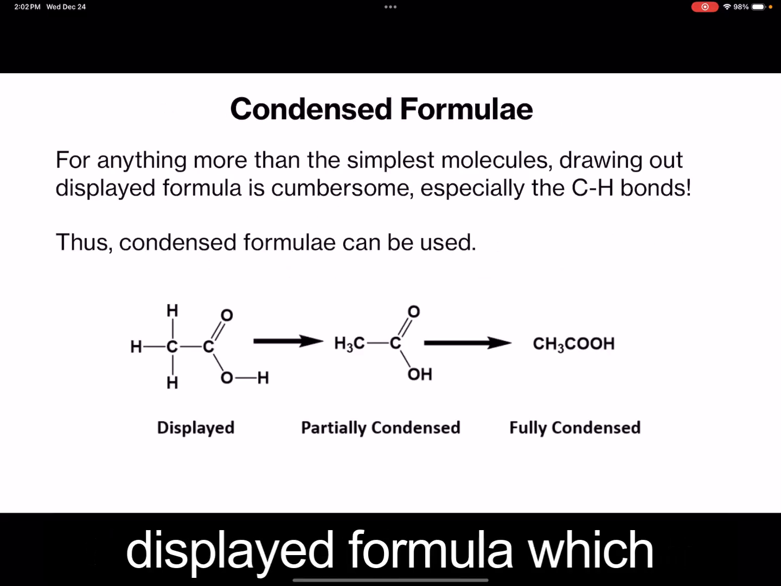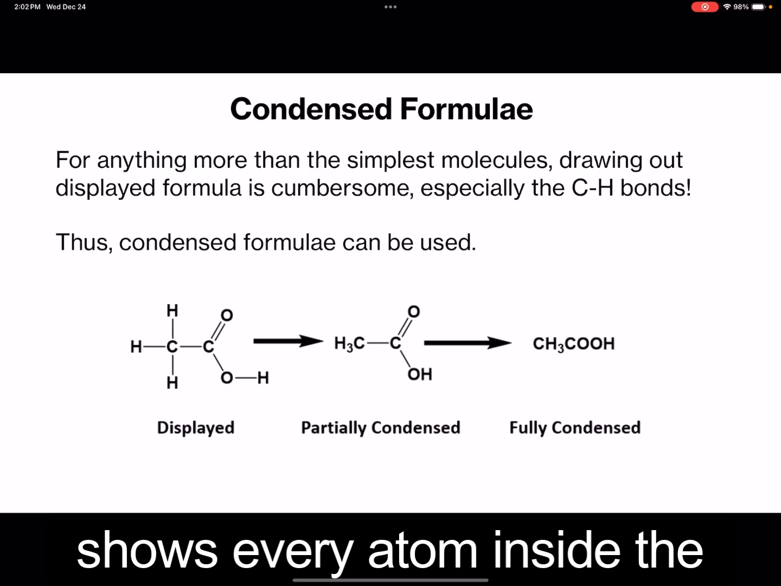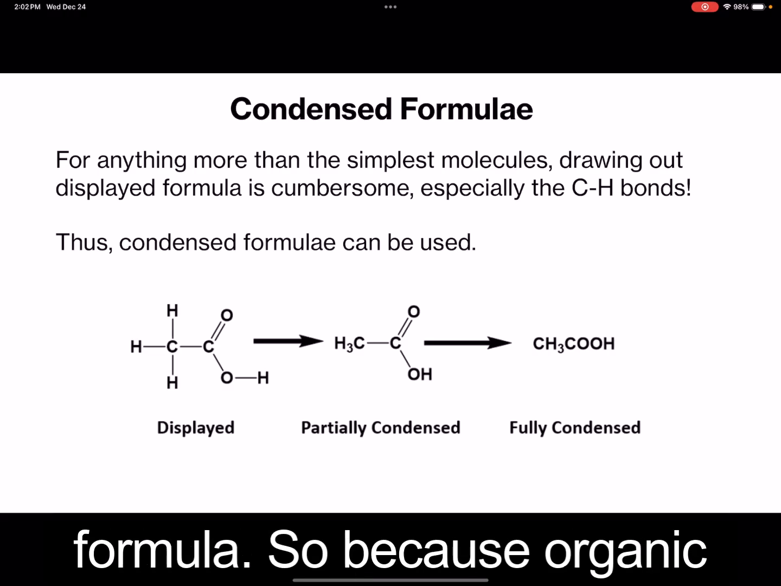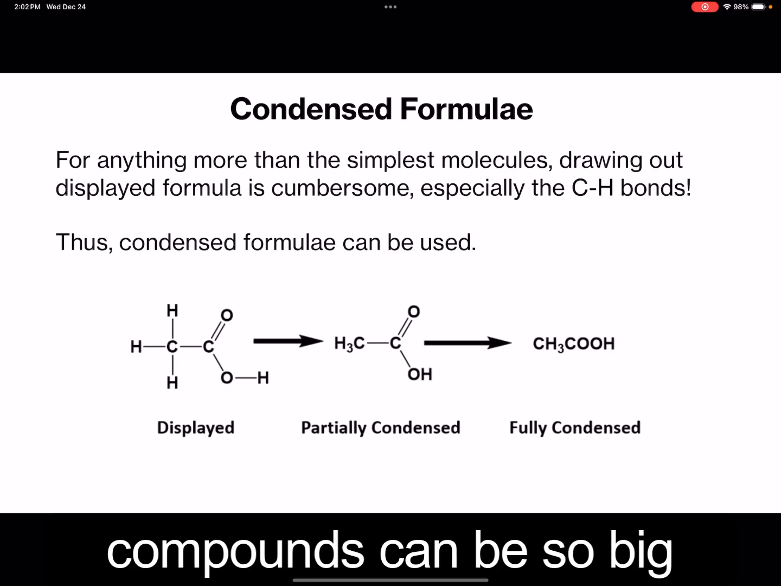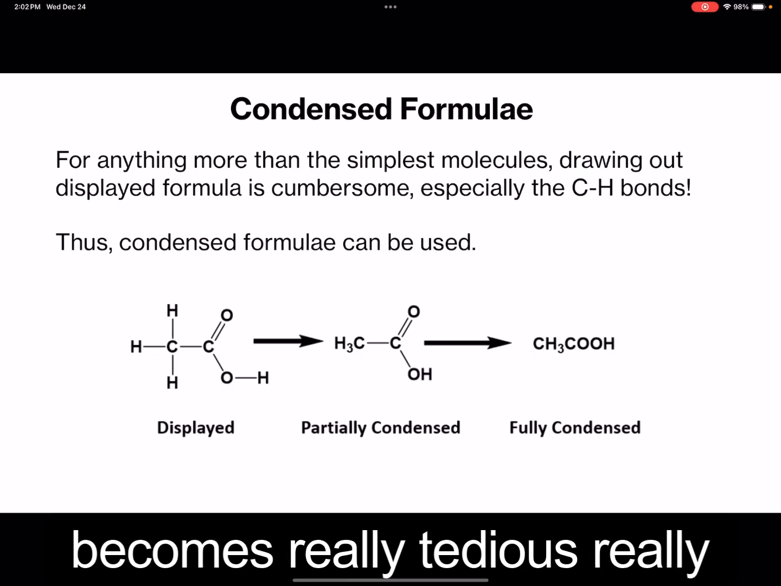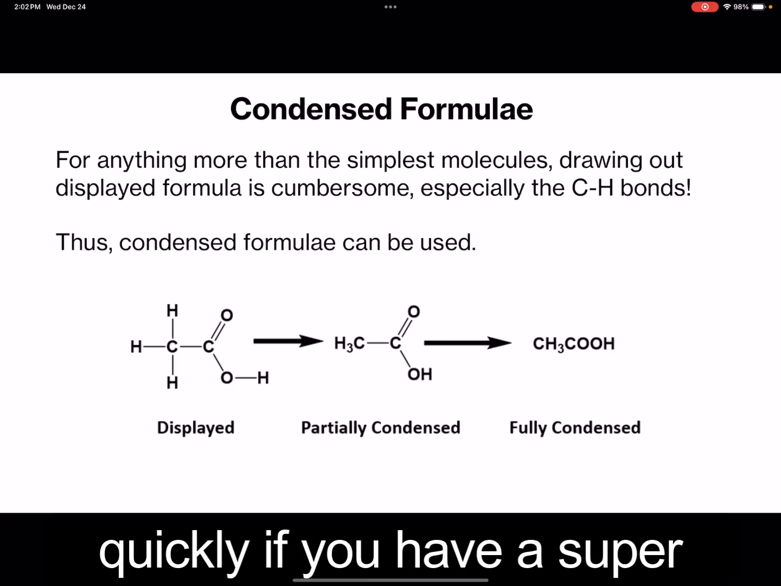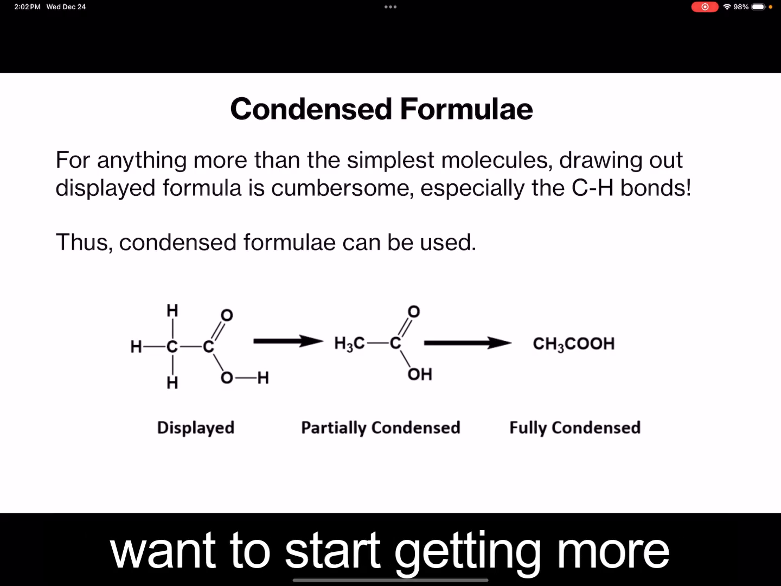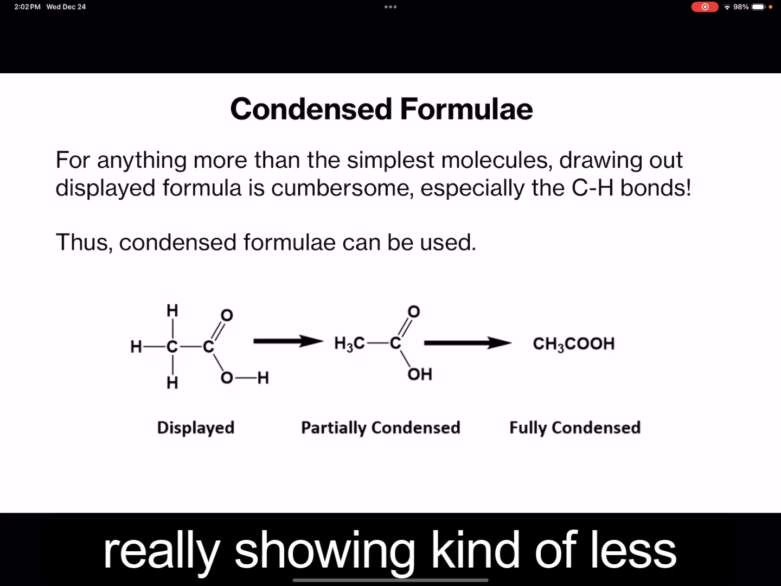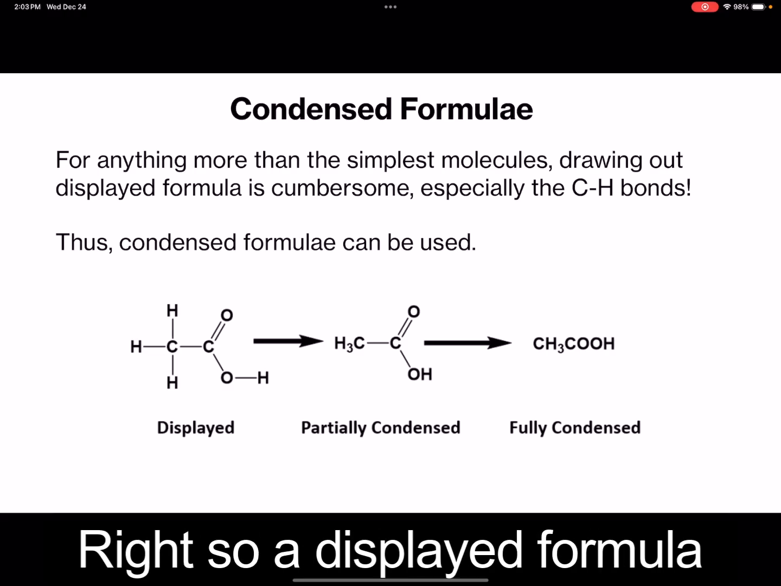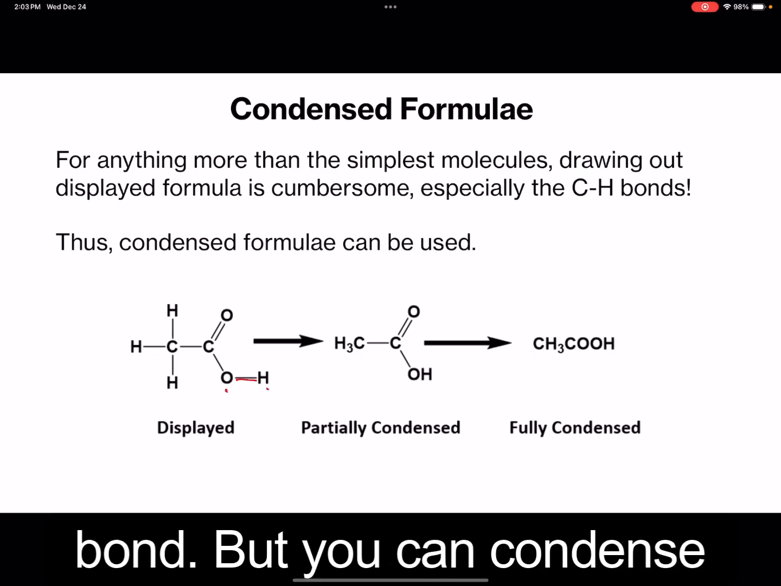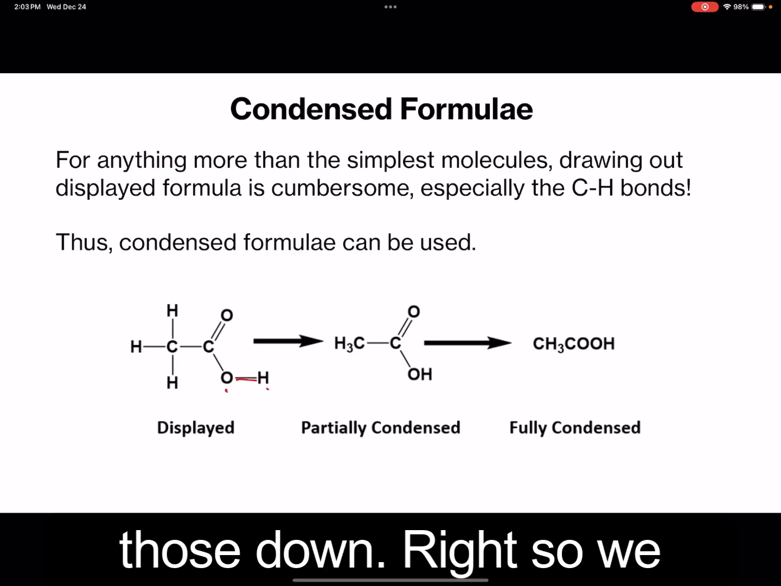Okay, so that brings us from displayed formula, which shows every atom inside the molecule, to more condensed formula. Because organic compounds can be so big and bulky that drawing them out in displayed formula becomes really tedious really quickly if you have a super large molecule, right? So we want to start getting more and more condensed and showing less and less of the molecule, right? So a displayed formula shows each bond with each atom at each end of the bond, but you can condense those down, right?